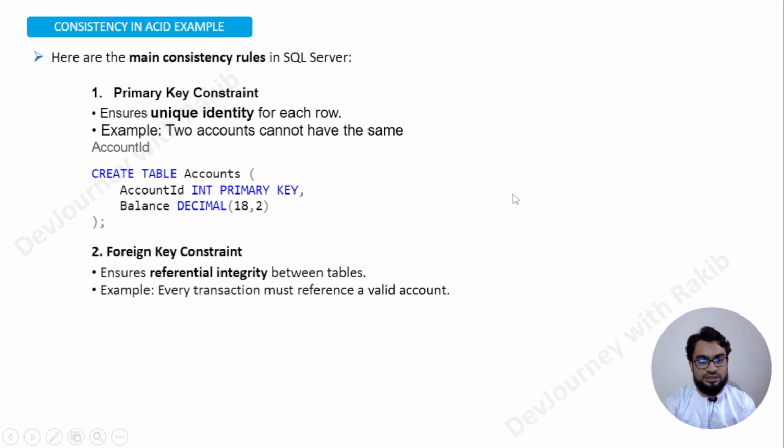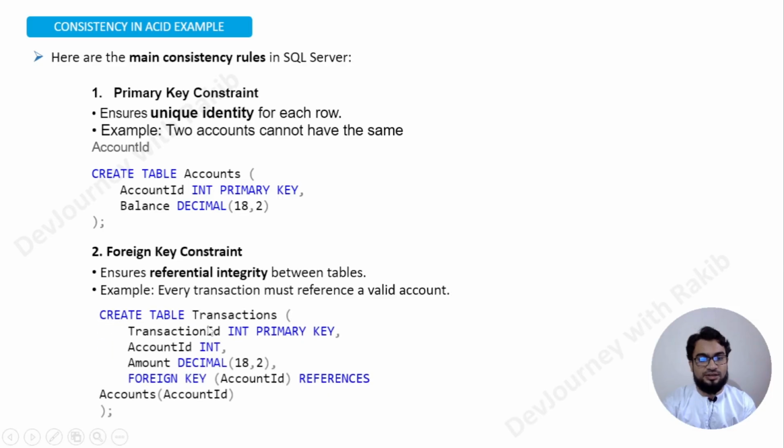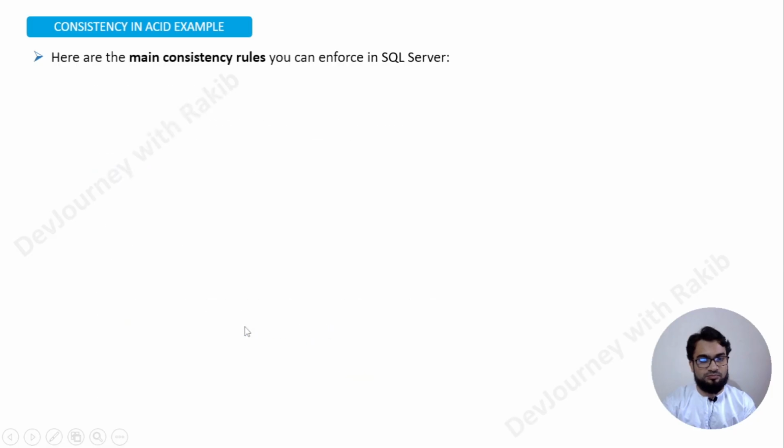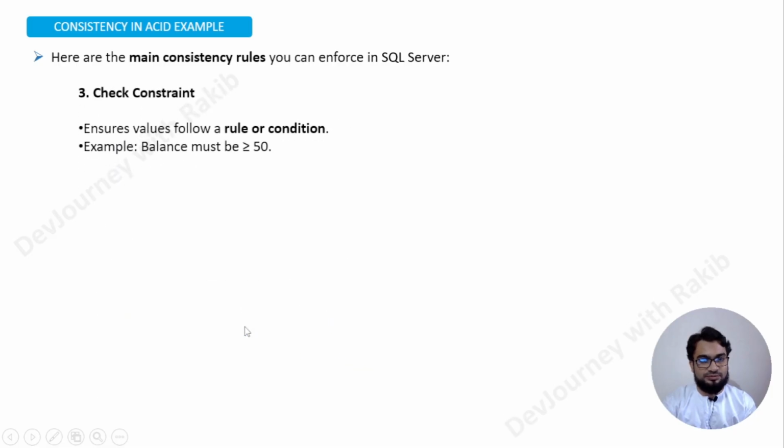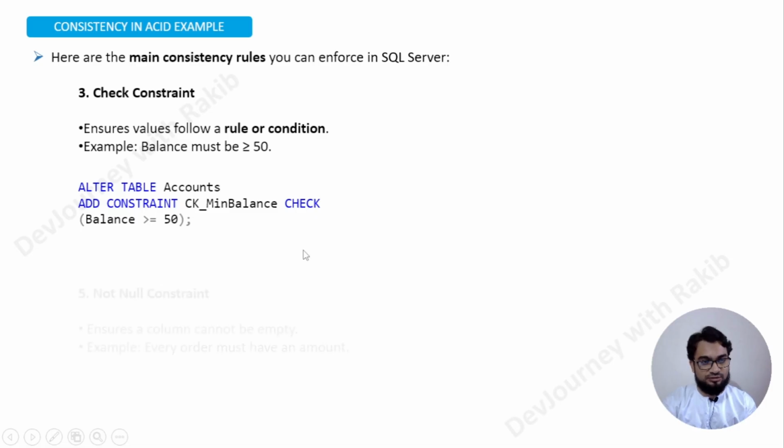And the foreign key constraint ensures referential integrity between tables. Example, every transaction must reference a valid account. Here is a transaction table and we make account ID a foreign key. So every transaction must reference a valid account. The check constraint, that we already did, where we apply that balance must be greater than or equal to 50. So this is a check constraint built into SQL Server.